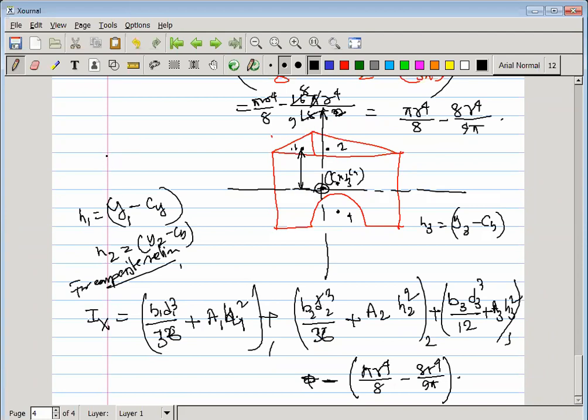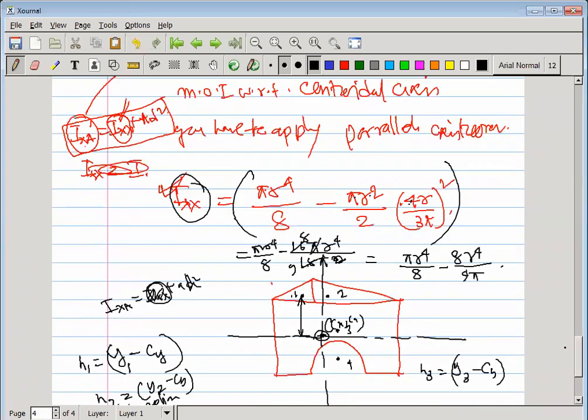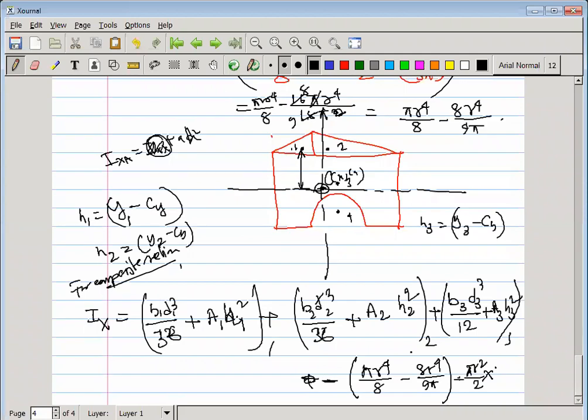You all know the formula, how much? Now I of xa is equal to I of xx plus Ad². Here you need to subtract, so minus the area, πr²/2, into h², and h is nothing but this distance, y4, meaning h4 is y4 minus cy. y4 is this one, 4r/3π.